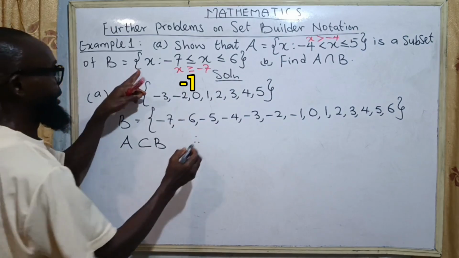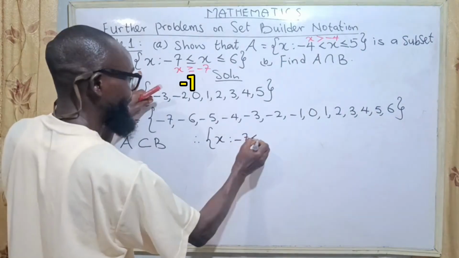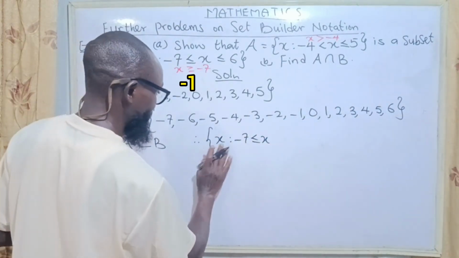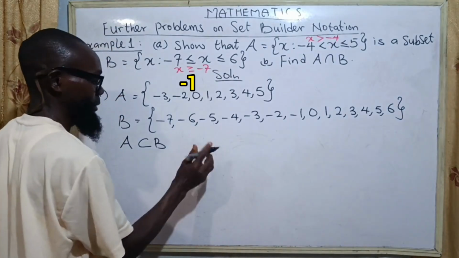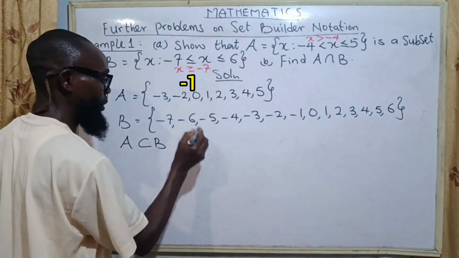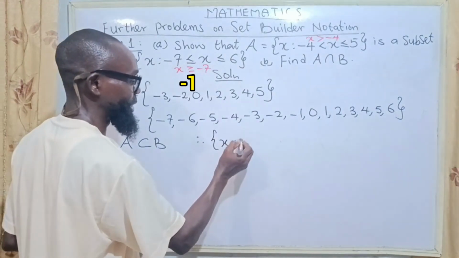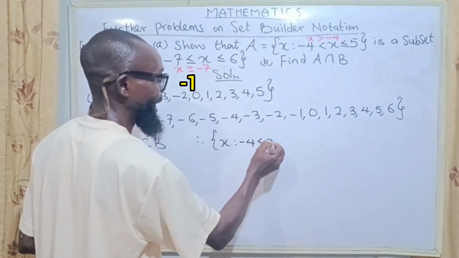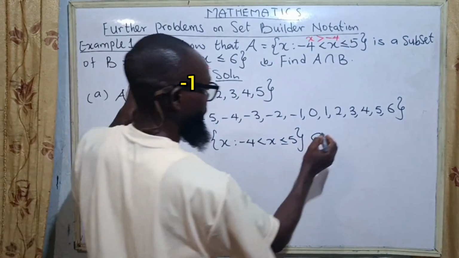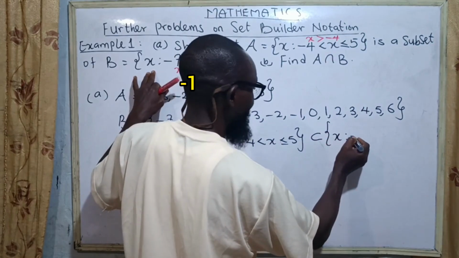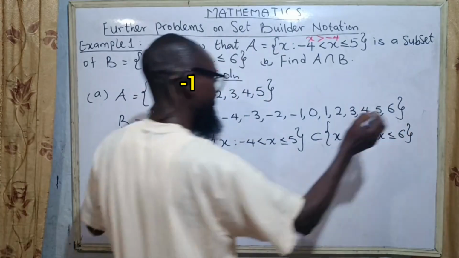Therefore, x such that minus 4 less than x less than or equals to 5 is a subset of x such that minus 7 less than or equals to x less than or equals to 6.